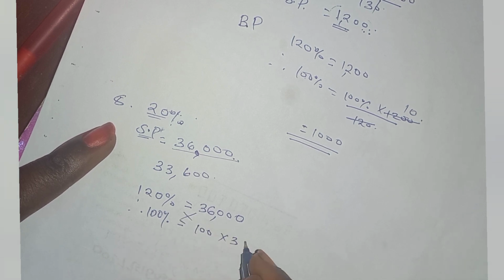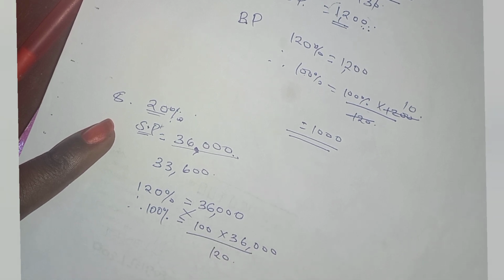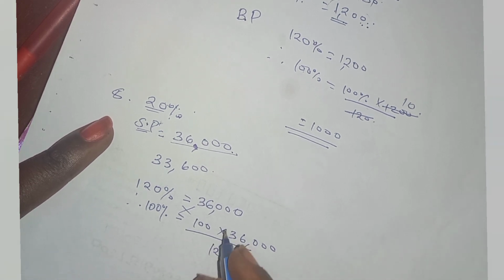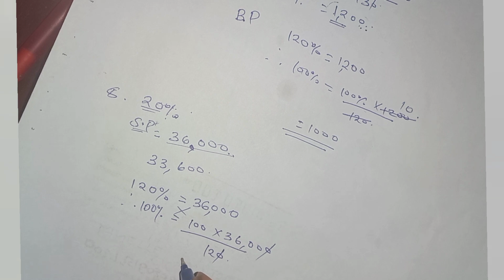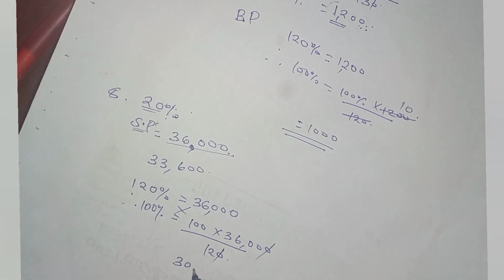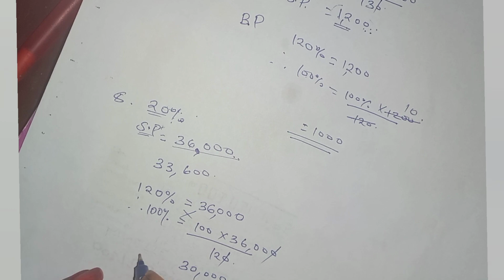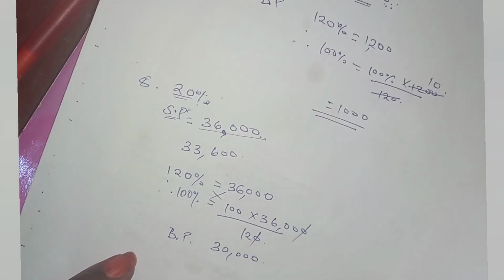100 times this one all over 120, we'll take 100 times that one, then we divide the answer by 12. We'll get 30,000. So this 30,000 will be the buying price.